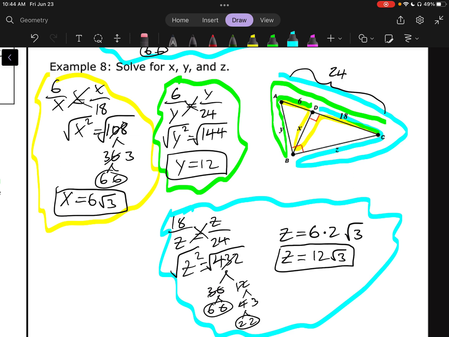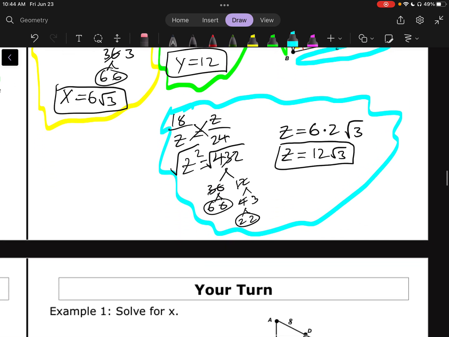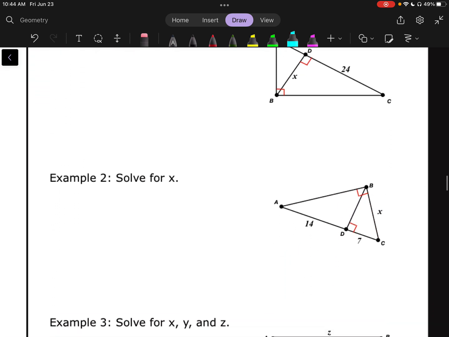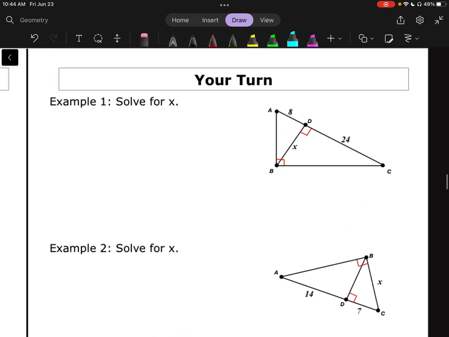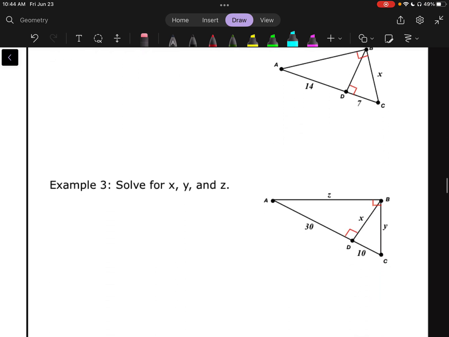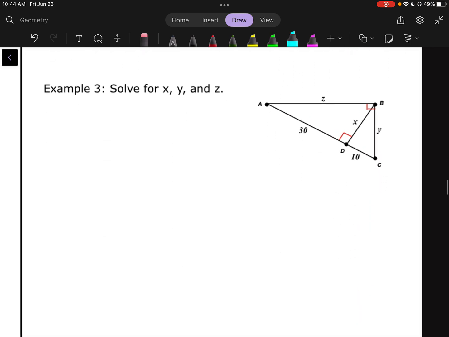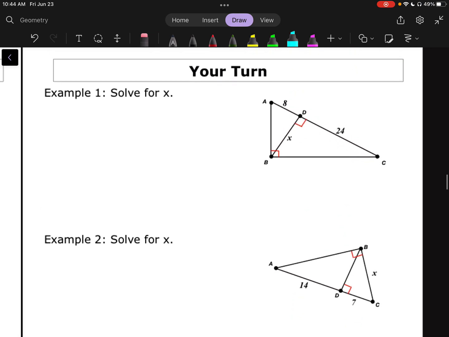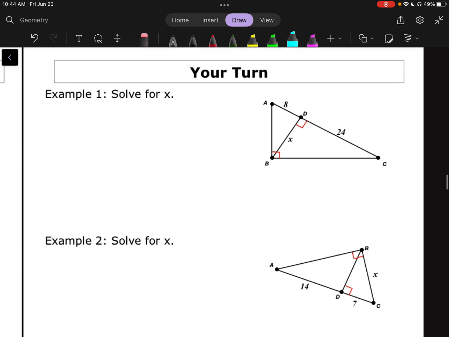Okay, so your time to shine, trying those highlighting patterns and setting up those proportions. You've got two basic ones to try. You've got an altitude and you've got a leg, and then you got one big one like we were just doing. So give those a shot and then come back when you're ready to check to see how you did.